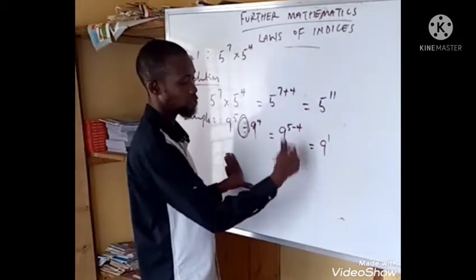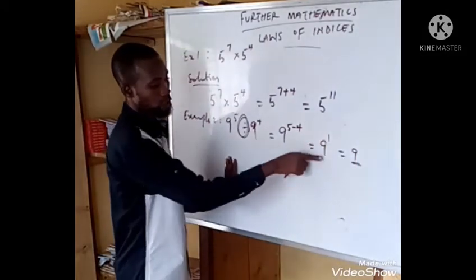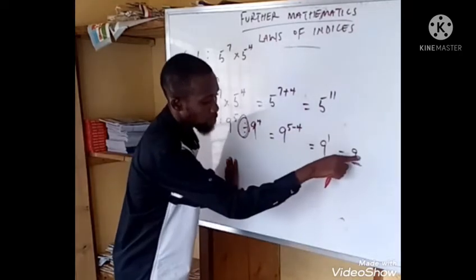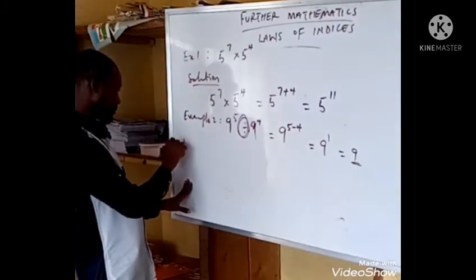And remember, 9 raised to power 1 is the same thing as 9. It's an instruction to express this number once. Instruction to write this number only one time. Now, I move to the next example.